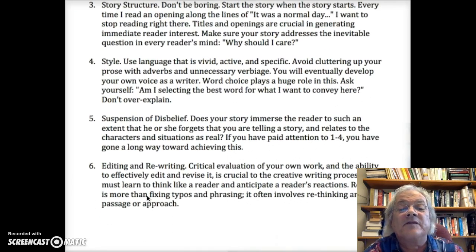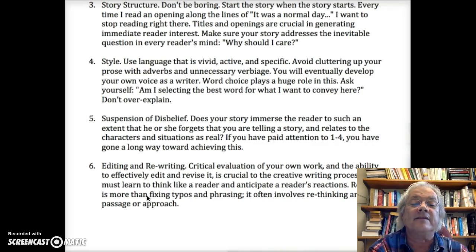Style. Use language that is vivid, active, and specific. We've talked about adverbs not being your friends. We've talked about using accurate nouns and descriptive verbs. Move the story along. Don't over-explain. Don't say, "Gee, you look terrific," he said sarcastically. The sarcasm should come out in the dialogue.